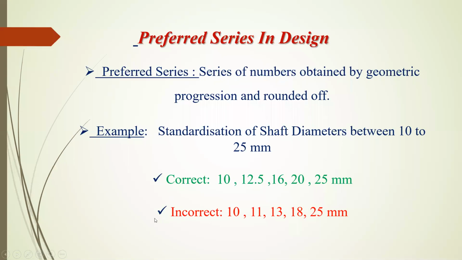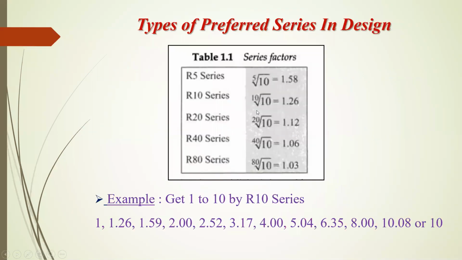And incorrect means it should not be preferred. That is nothing but 10, 11, 13. These are rounded off, some arbitrary numbers taken. That is not the proper design, I would say. So the proper design or standard design is nothing but to prefer these correct numbers between 10 to 25. That is simply a preferred series. So there are a total of 5 preferred series in the design. These are the series factors. We have to multiply that factor to get the next progressive number.